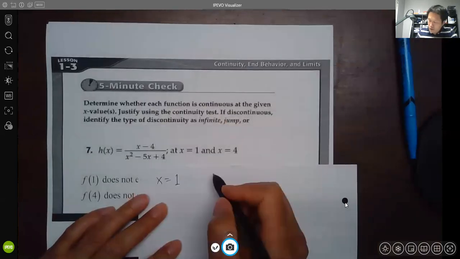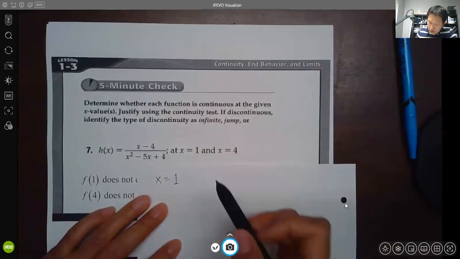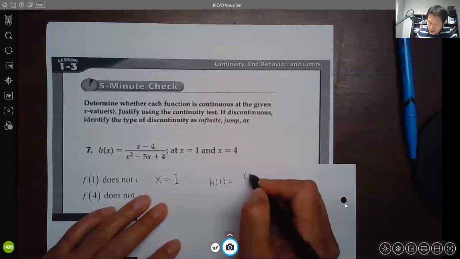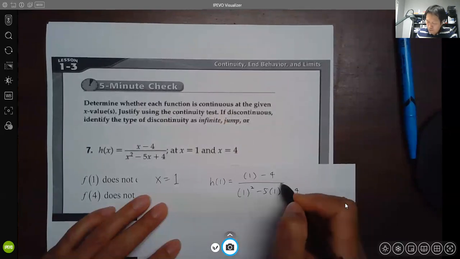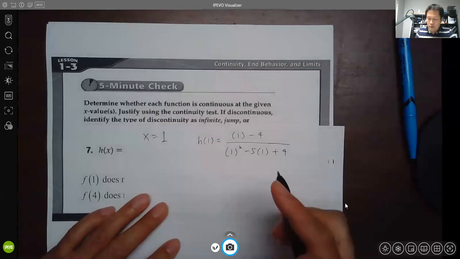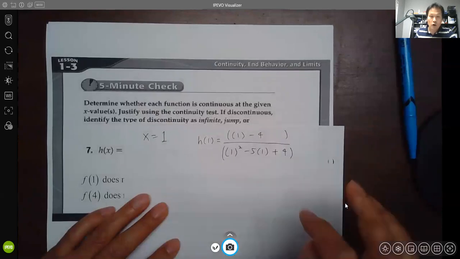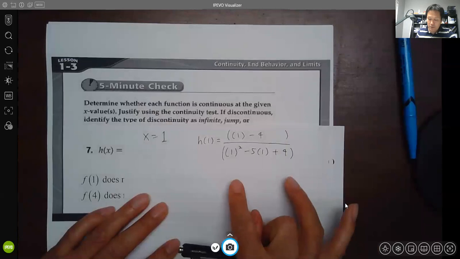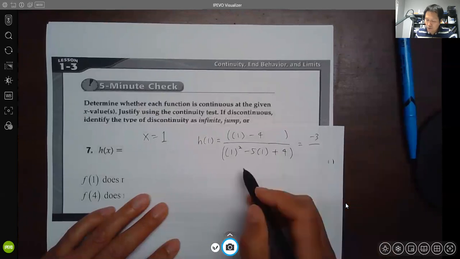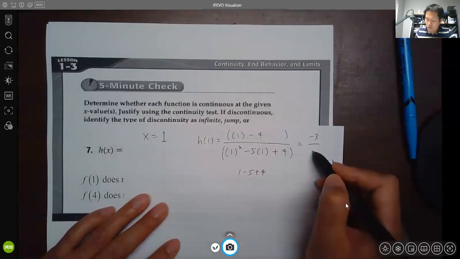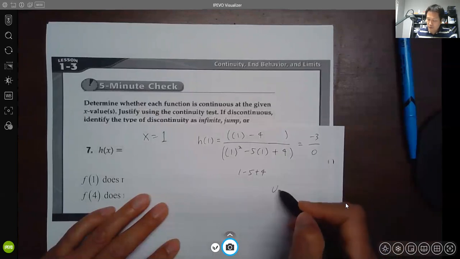What do you do? Plug in 1 for the value of x. So you will have to do h of 1. So it should be 1 minus 4 all over 1 squared minus 5 times 1 plus 4. So if you have a graphing calculator, type that in. When you type into the graphing calculator, make sure you have a parenthesis for the numerator, a parenthesis for the denominator. Make sure you do that. Then you get what? Minus 3 over 1 minus 5 plus 4, that's a 0. Aha. Again, denominator is 0, that's a trouble, undefined.